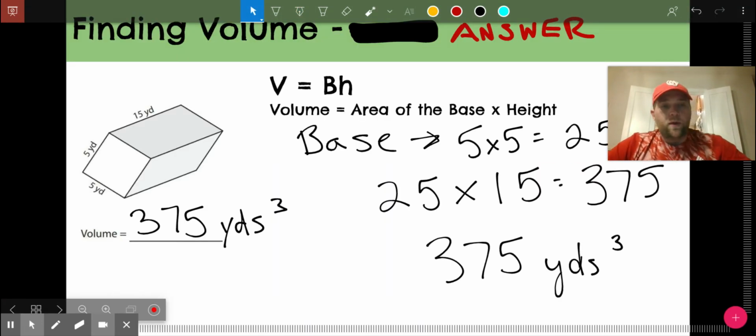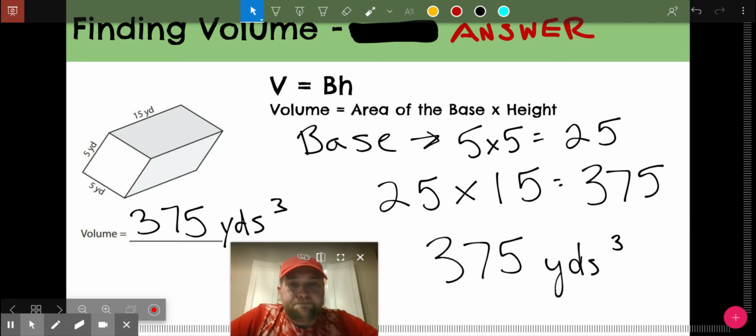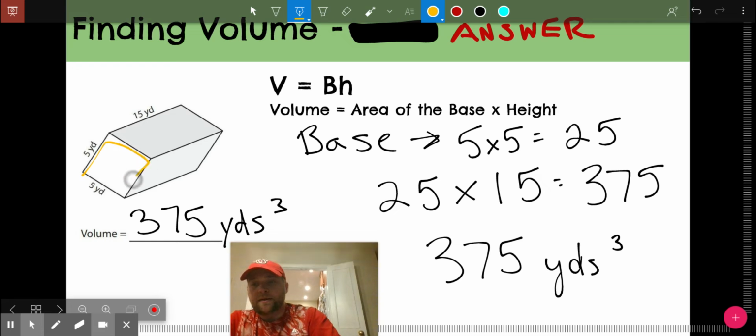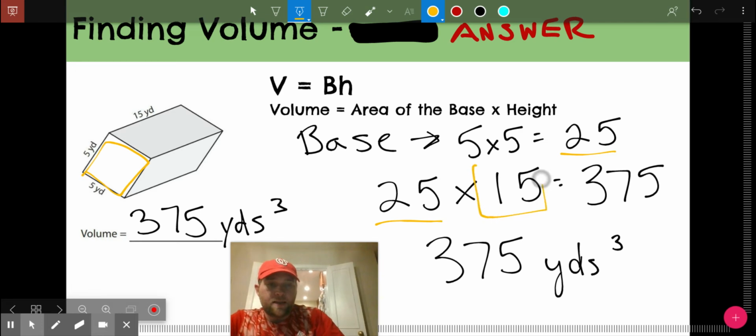All right, so hopefully you've had a chance to check it. Pretty straightforward, right? Like I said, I gave you this as your base. So 5 times 5 is 25, and you just multiply the area of your base times your height. In this case, the height is 15. So 25 times 15, and you get 375 yards cubed.